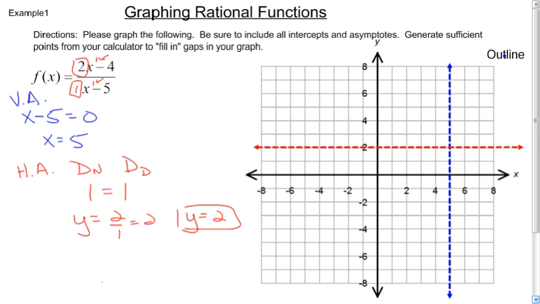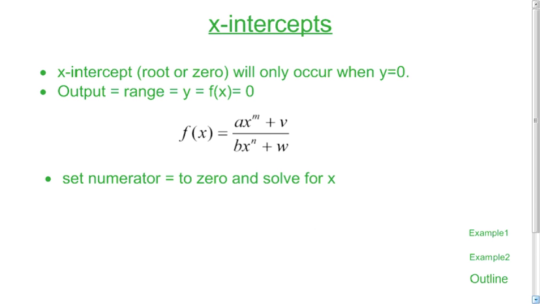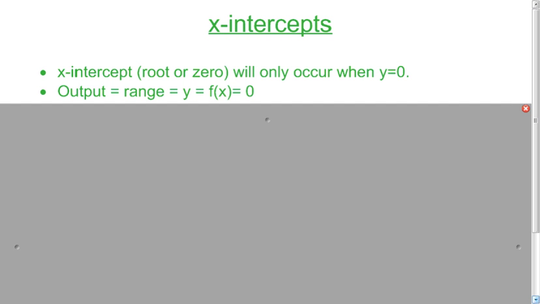Okay? So back to my outline to see what I'm looking for here. Now I need to look for x-intercepts. An x-intercept is also known as a root or zero. It will only occur when y equals 0. Let me cover this up a little bit to make this point. These are all synonyms: output equals range equals y equals f of x. And I want to know when they are, in fact, 0.